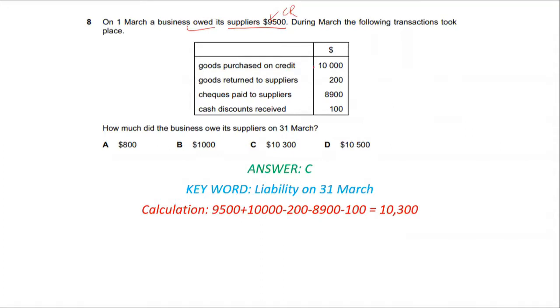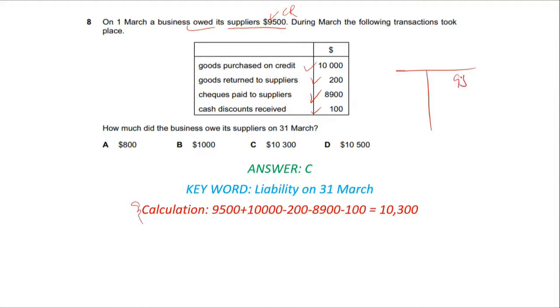Goods purchased on credit, $10,000. Goods returned to suppliers, $200. Checks paid to suppliers, $8,900, and cash discount received, $100. Okay, so if we do a T account, or you can always look at this calculation as well, it's more or less the same.